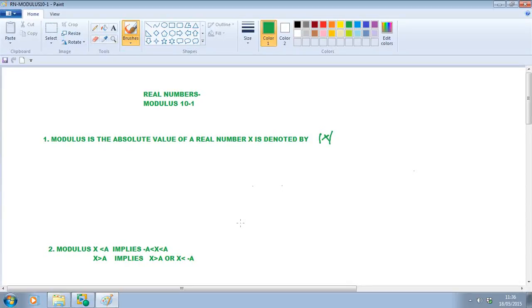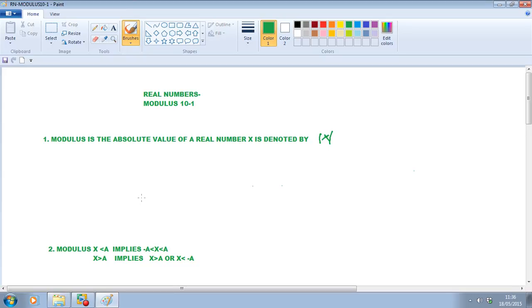Welcome to the first lesson in real numbers modulus. The modulus is the absolute value of a real number x and is denoted by x between two vertical lines, as shown in the figure. So what is absolute value? It's very simple.